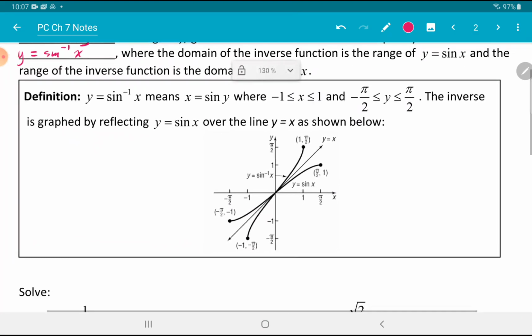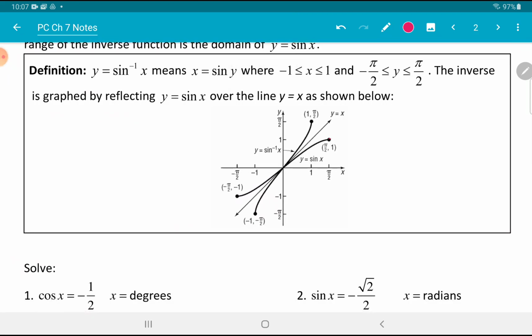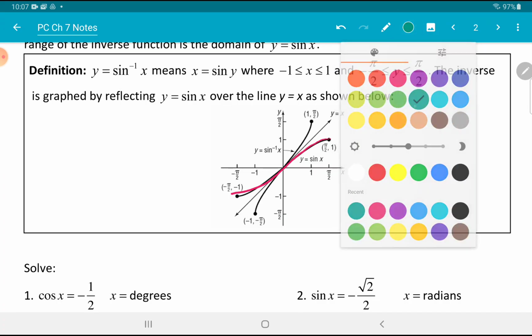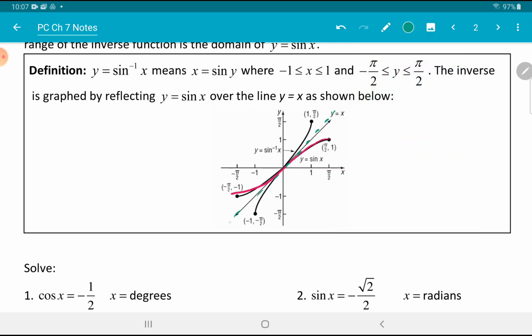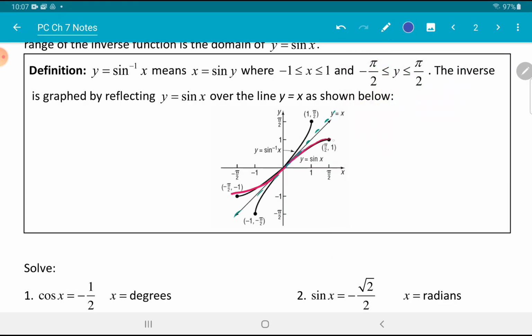All right, so y equals sine inverse of x means x equals sine of y. So basically you see the idea here. Our original function in red would be right here, and because it's a reflection across the line y equals x, you can see that whatever got mirrored over here now gets mirrored over here in quadrant 1, and whatever was in quadrant 3 over here now gets mirrored down below. So the purple line represents your inverse function. This is going to be y equals sine inverse of x.